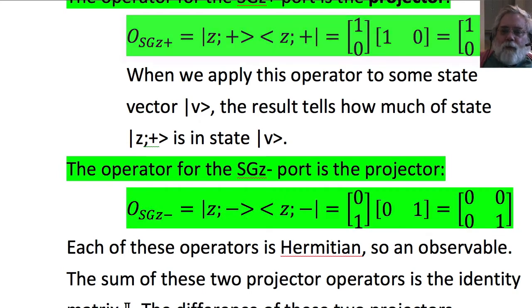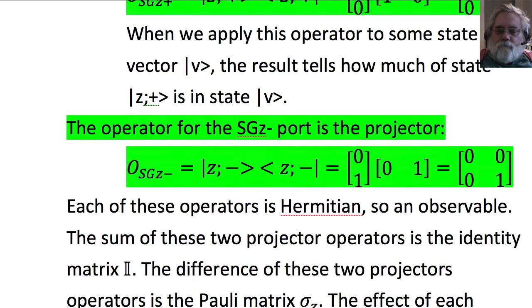Now each of these operators is Hermitian. The main diagonal elements are real. The off-diagonal elements are complex conjugates of one another. They're 0 and complex conjugates of one another. Since the matrices are Hermitian, they are observables and will give real results. You can and should verify that the sum of these two projectors is the identity matrix. The difference of these two projectors is the Pauli matrix sigma z.